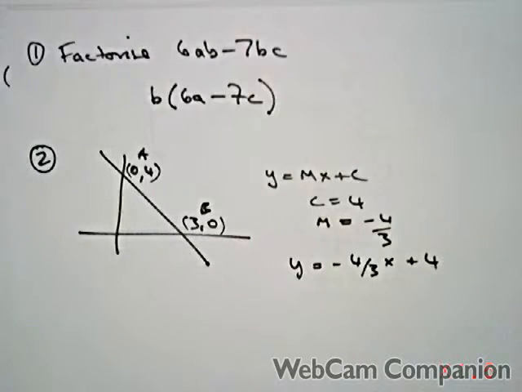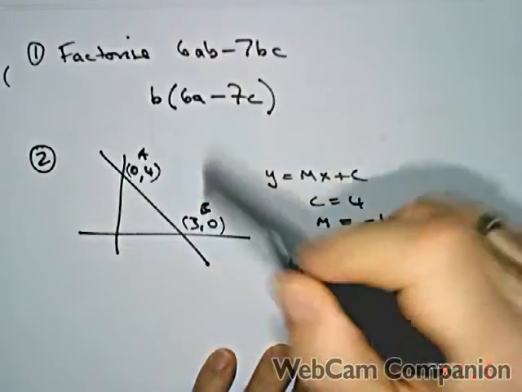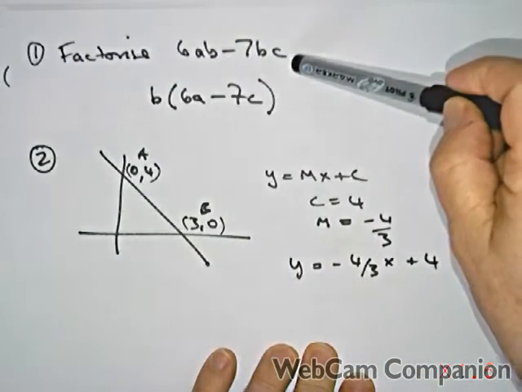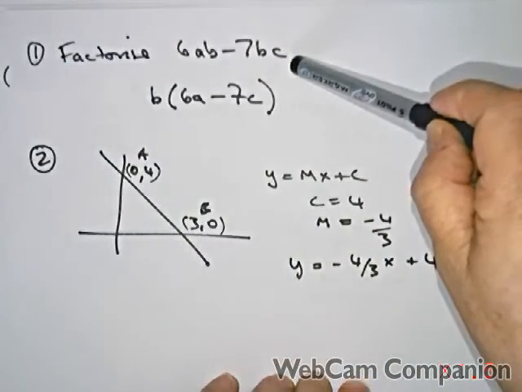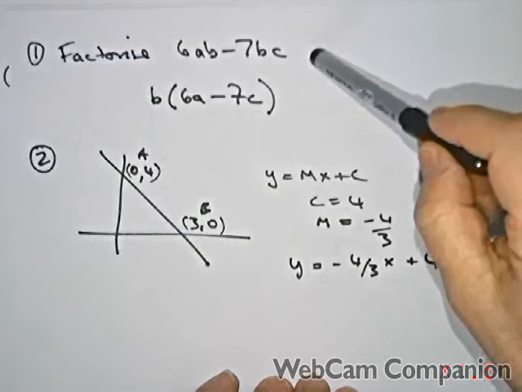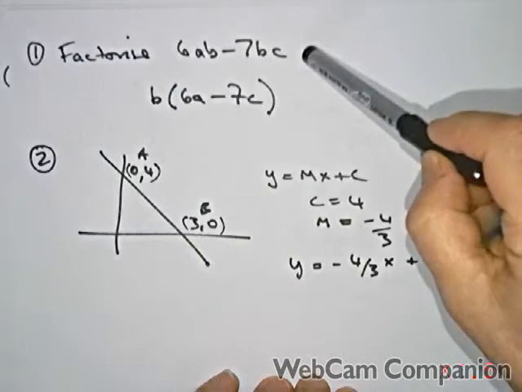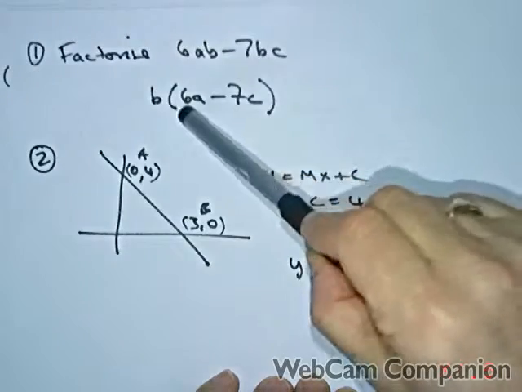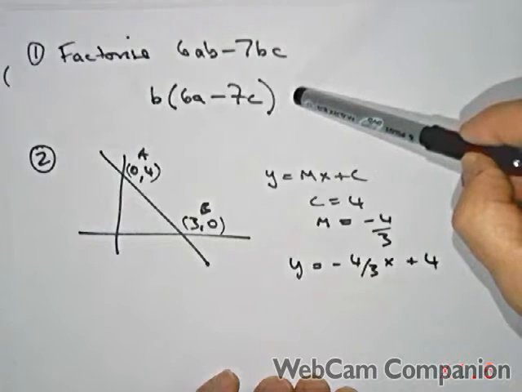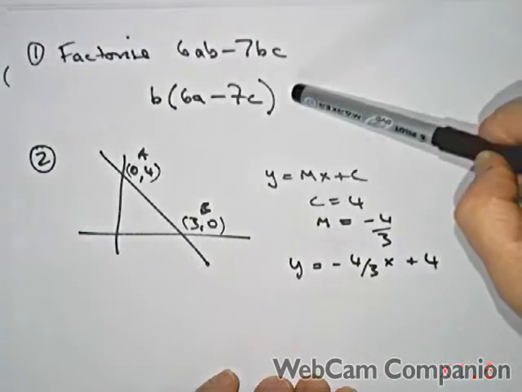Now in this video we're going to have a quick run through paper 1 of the Intermediate 2 exam 2013. So the first question here, factorise 6ab minus 7bc. Well, it's a common factor and the only common factor is b. You take the b out and your answer is 6a minus 7c.